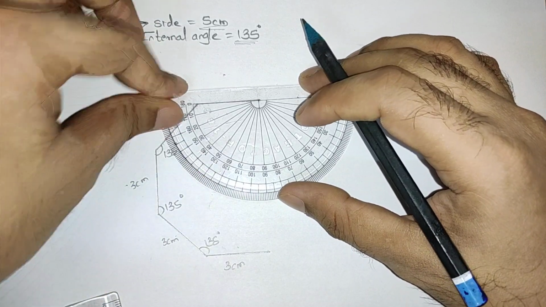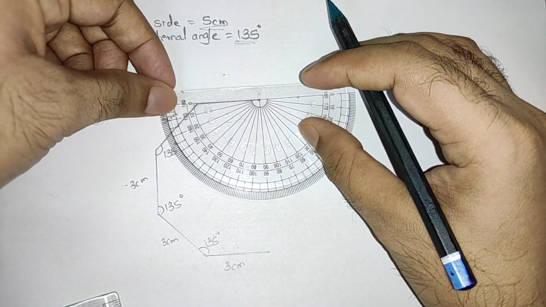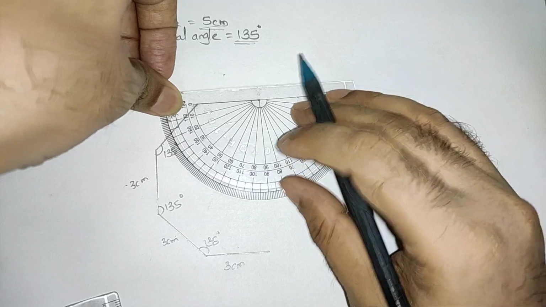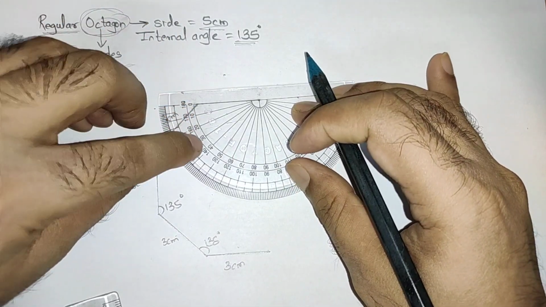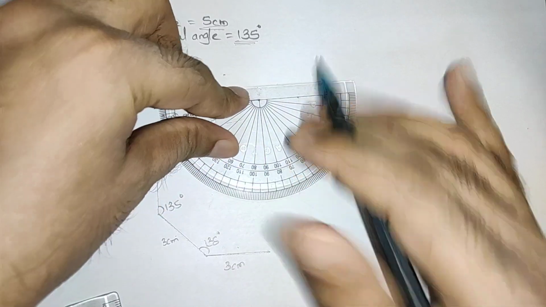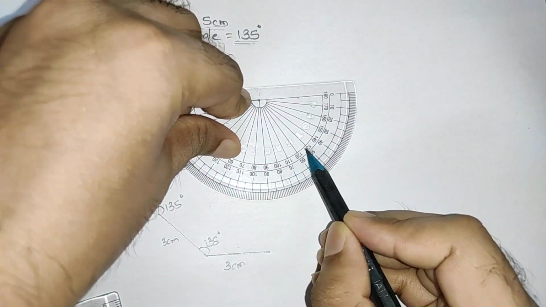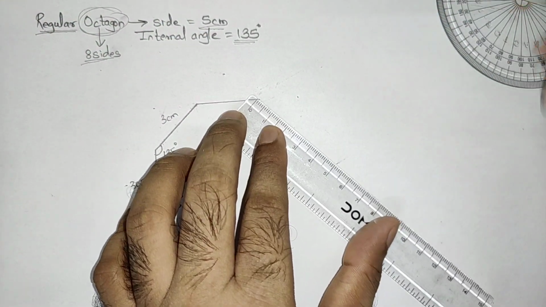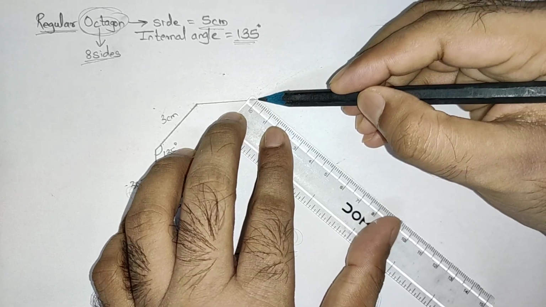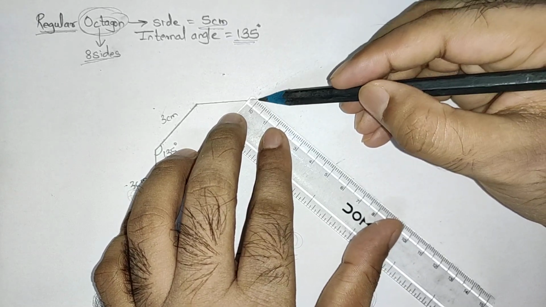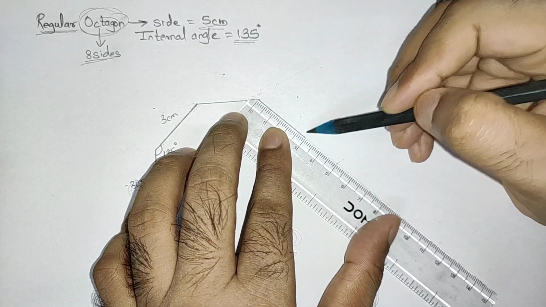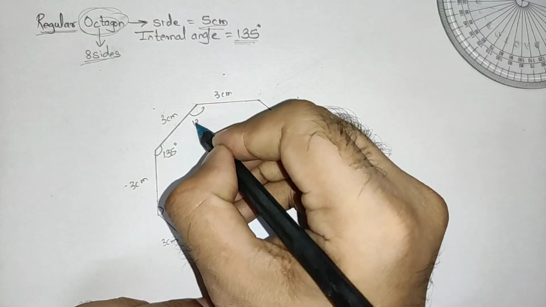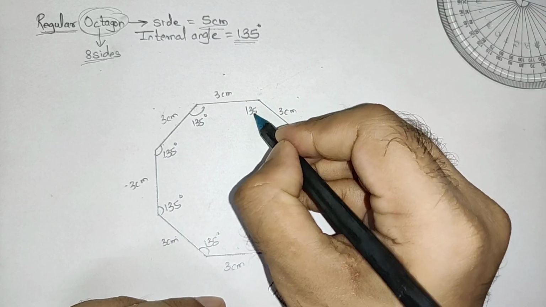Repeat the same thing. You need to be patient for such constructions, because the chances of error increase as the number of sides and angle increases. Start from 0, 10, 20, up to 130 and 135 over here. Place the ruler over here. Now on this side it becomes easy because we will start from 0, so 0 to 3. So this is 3 centimeter, 3 centimeter, 135 degree, 135 degree.